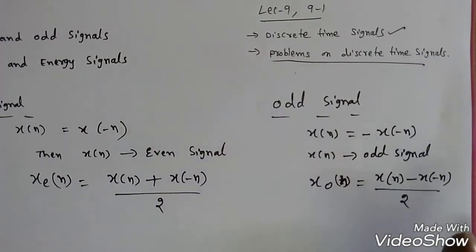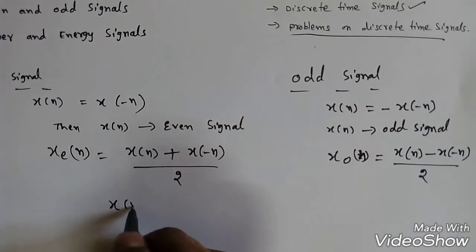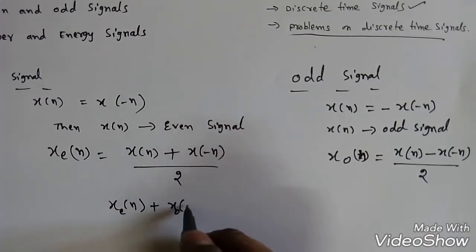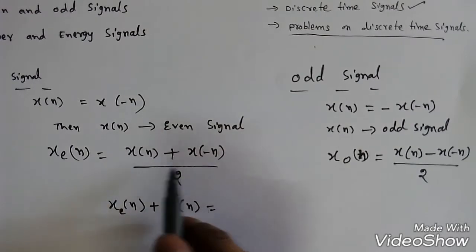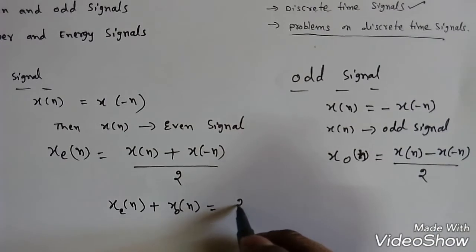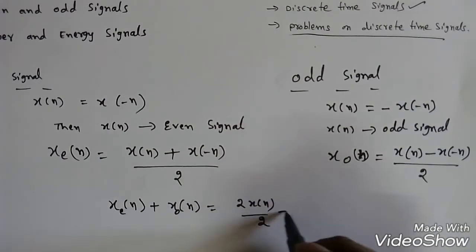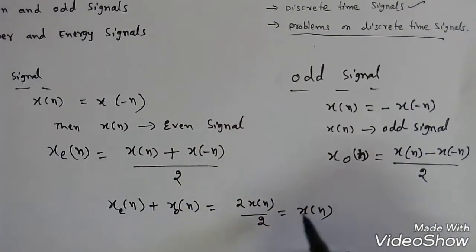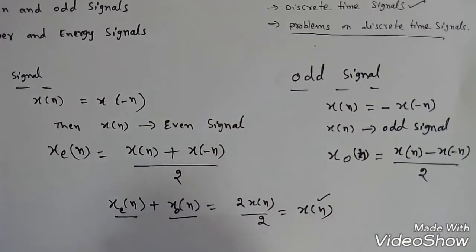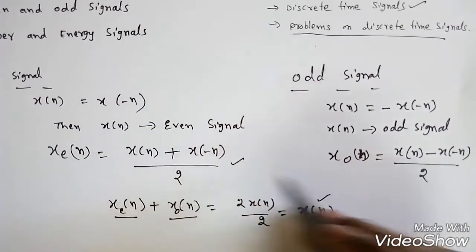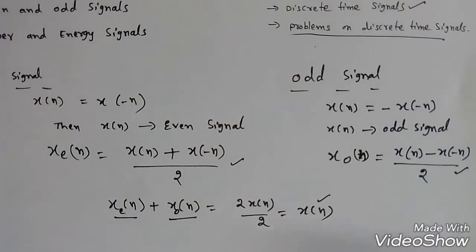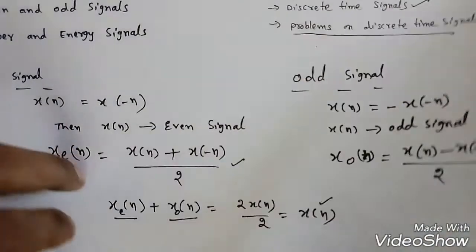If I add the even part and the odd part, what will we get? x even of n plus x odd of n is equal to, if you see here, x of minus n will be cancelled, we will get 2 times x of n by 2, which is nothing but x of n. That means any signal can be represented by even part plus odd part. So this is the even part of the signal, and this is the odd part of the signal. So this is about even and odd signals.